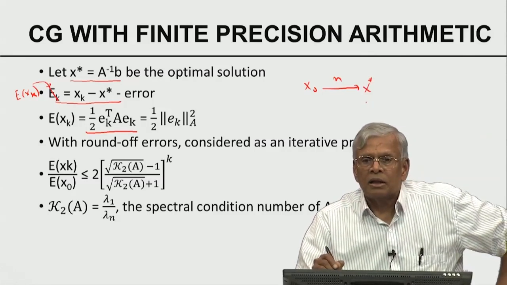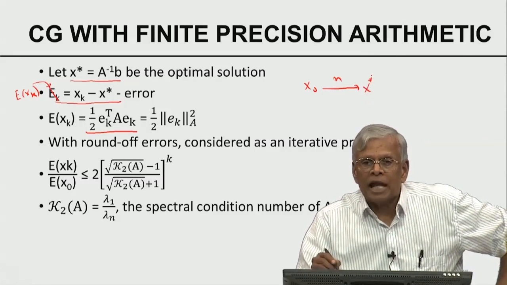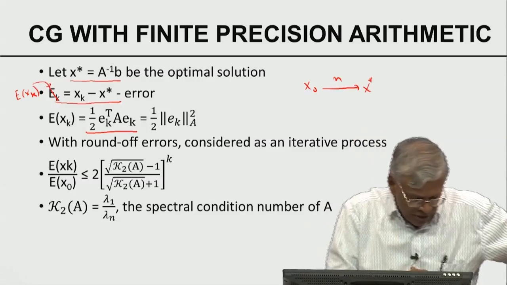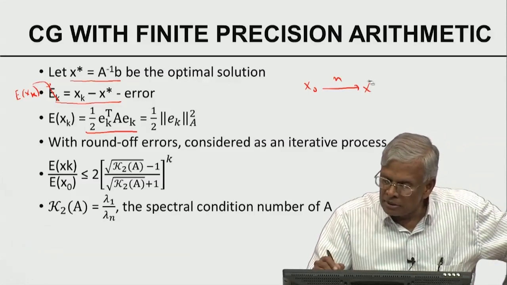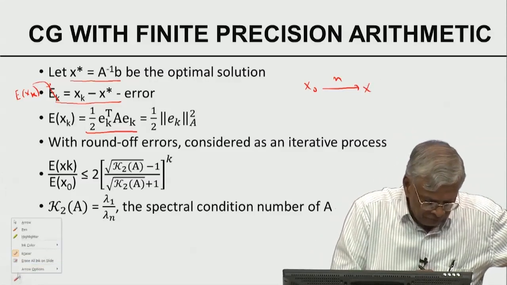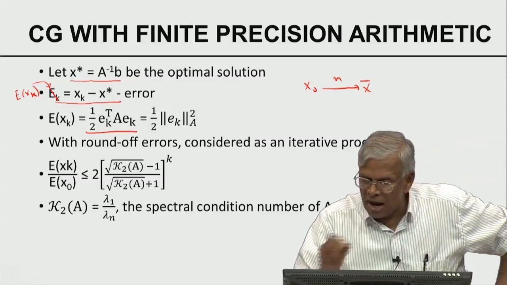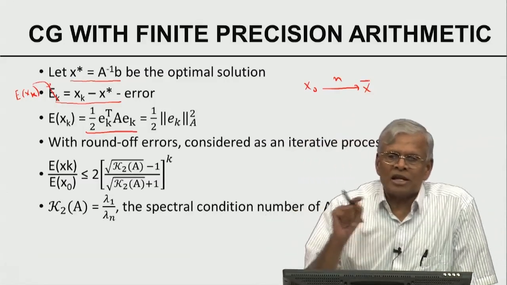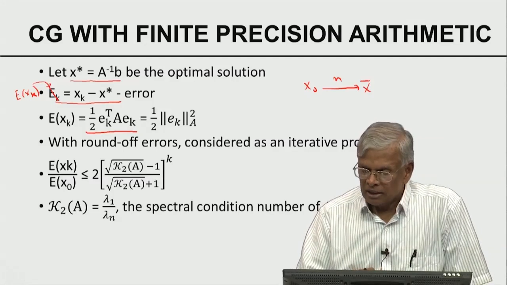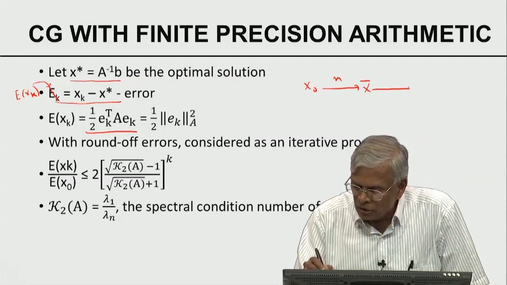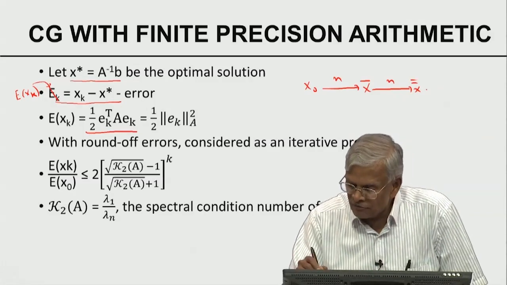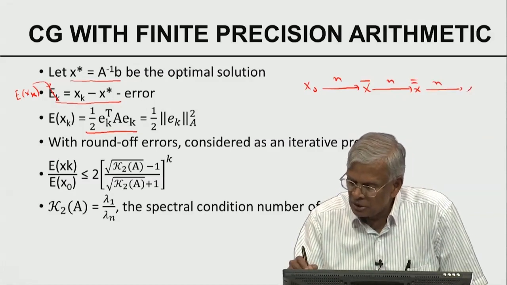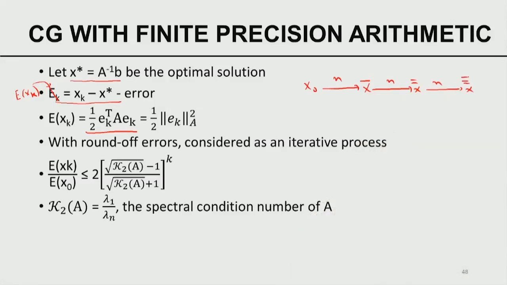This x star, because of finite precision arithmetic, will not be, I shouldn't say x star. Let me change the notation a little bit. Let us assume x bar. This x bar will not be equal to x star, the minimum, but close to that. Then what do you do? You start from here, you do one more n steps, you go to x double bar. Then you start from here, you do n steps, you go to x triple bar. So, it becomes an iterative process.